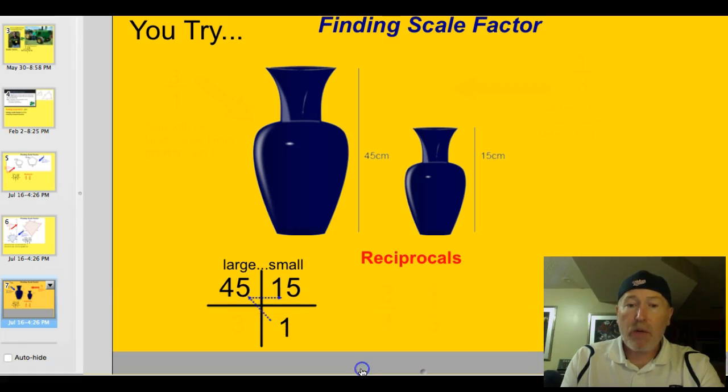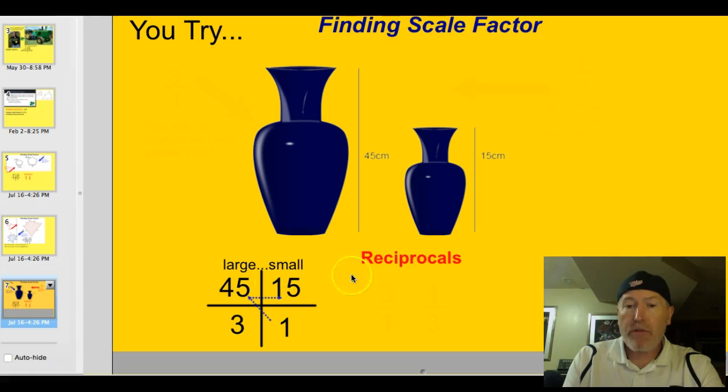Well, I just made my little ratio proportion box. I put the large and the small. I kept them just like this, so I flipped my large and small. So it's 45 to 15. I want to know what 1. So 45 is to 15 as something is to 1. Multiply diagonally, divide across.